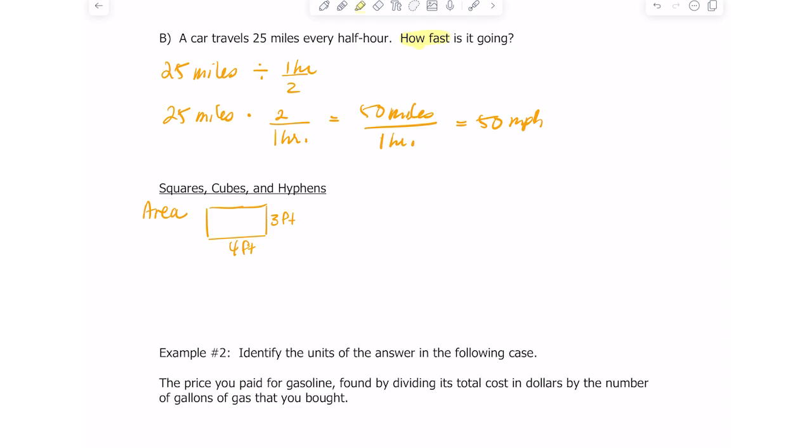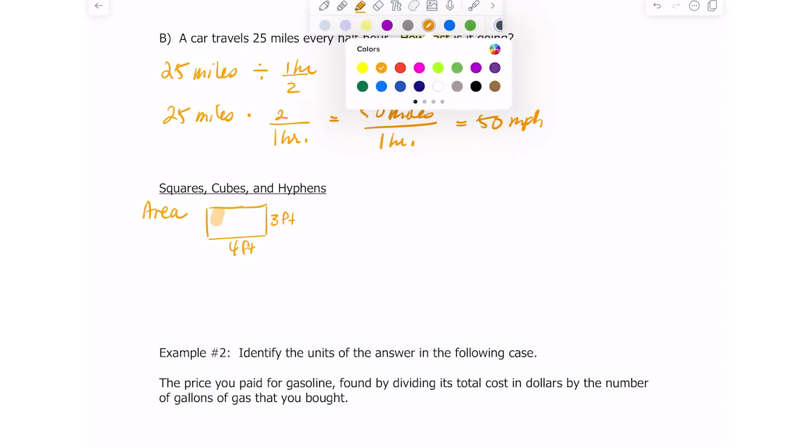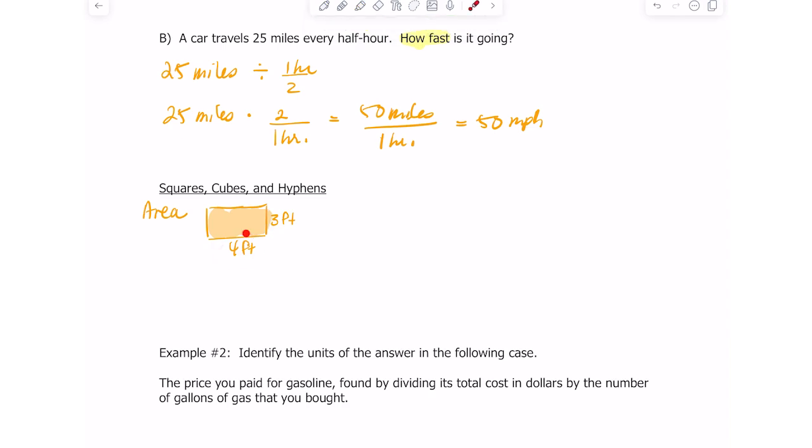So if I wanted to find the area, it's the amount of space inside the figure. Okay, and how do I do that? Here I would do the length times the width. So here you're dealing with 4 feet times 3 feet. Well, I know 4 times 3 is 12, but what's feet times feet? It would be feet squared. Or you may see it written as 12 square feet.